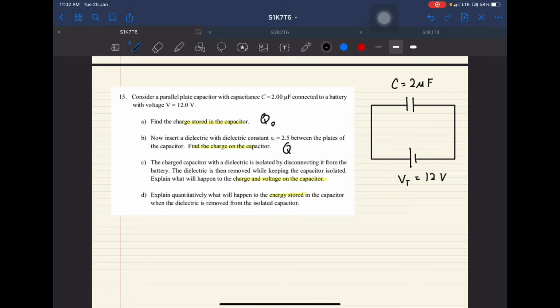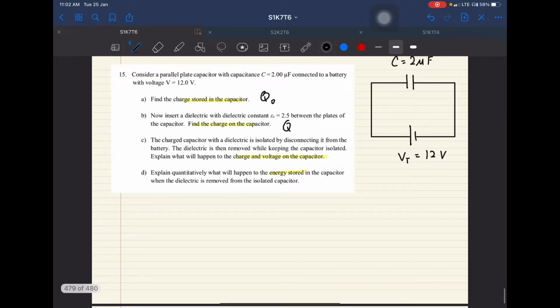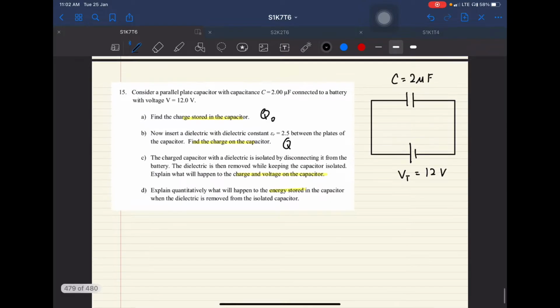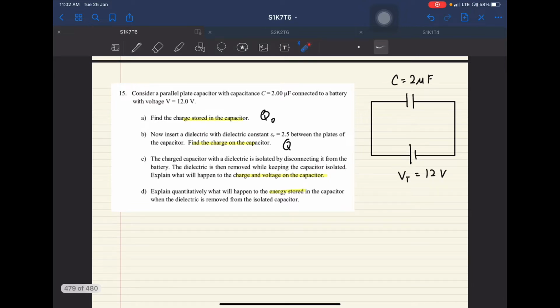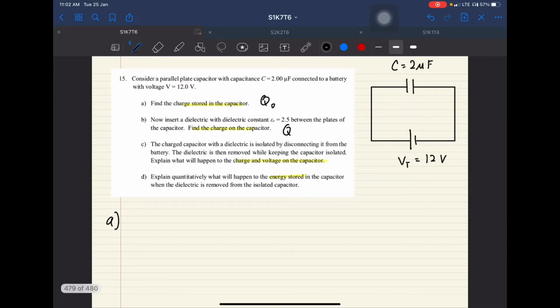So this question is about dielectric materials. Okay, I already drew it for you. This is the diagram, and this one is before inserting any dielectric materials. First question, they want to find the charge stored in the capacitor. So this one is straightforward. You can use C equals Q over V. From C equals Q over V, you can write down Q equals CV.